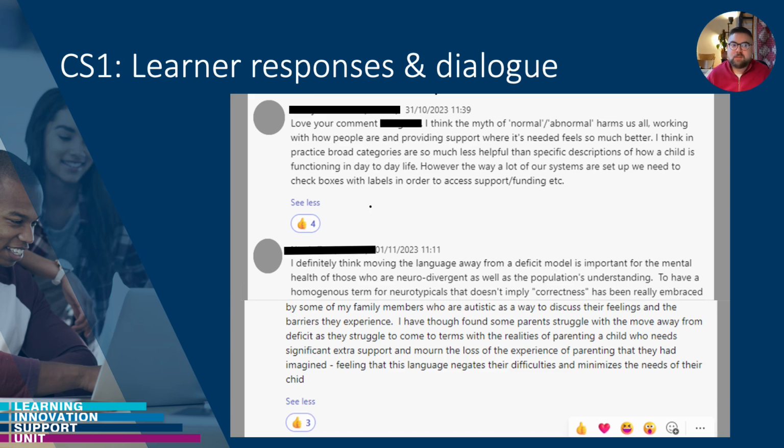Here are subsequent responses between the learners. So this is the dialogue as it is happening. As you can see, the learners respond to one another. They comment on how they value the interpretations and thoughts that the other person has shared. They also expand upon certain things. For example, "I definitely think moving away from language of a deficit model is important for the mental health of those who are neurodivergent as well as the population." And they expand upon that reasoning and rationale. And of course, students can like and respond to different comments and posts.